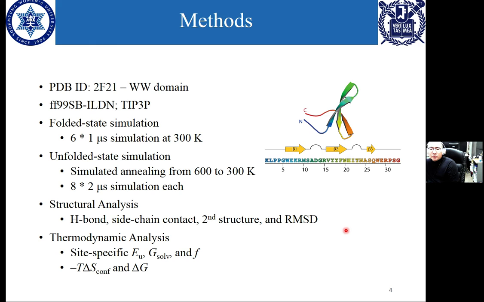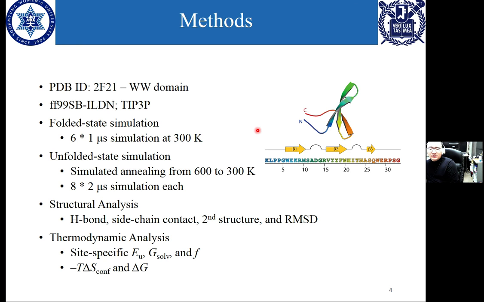Our model protein is WW domain, the shortest beta sheet protein with 3 beta strands. We performed an all-atom molecular dynamics simulation of WW domain protein with the Amber force field and with explicit water treatment. The folded state simulation was run at 300 Kelvin. We made 6 trajectories that last 1 microsecond each.